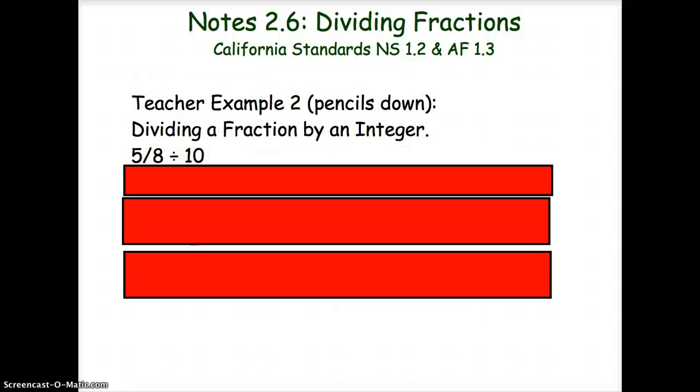Teacher example 2, dividing a fraction by an integer. So notice this time we have a number that is not a fraction. In this case, it's a whole number, but the reason why I say integer is that a whole number could be negative, which would be an integer.